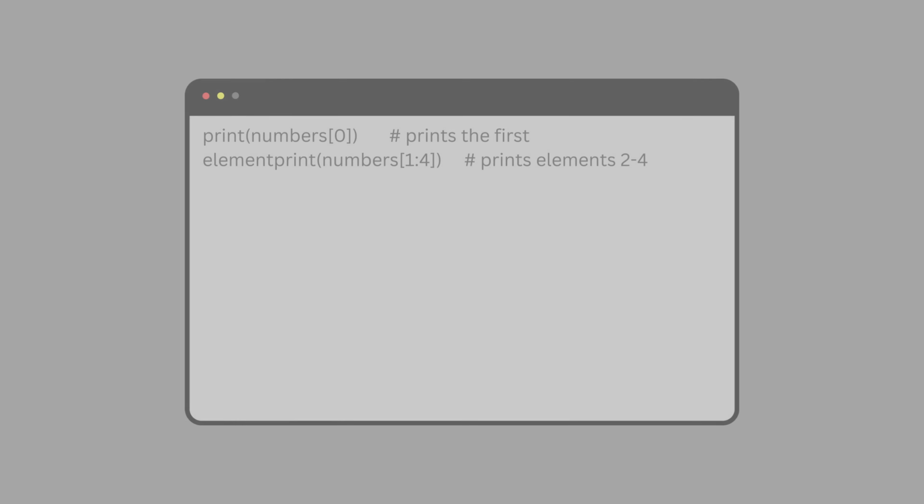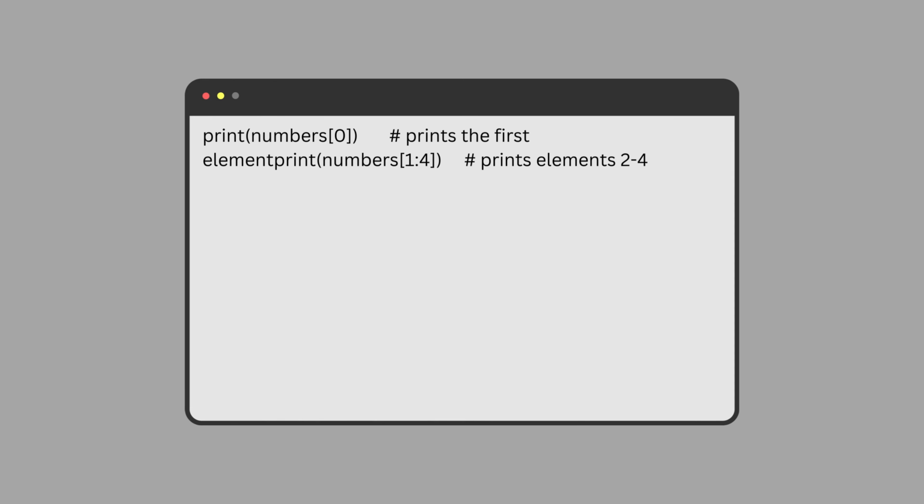We can access the elements of the array using their index. The index starts at 0, so the first element has an index of 0, the second element has an index of 1, and so on. We can also use slicing to access a range of elements.